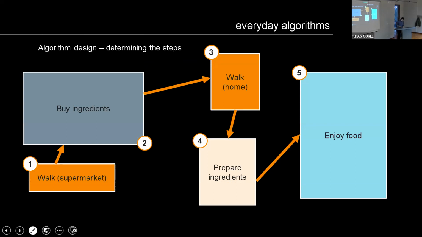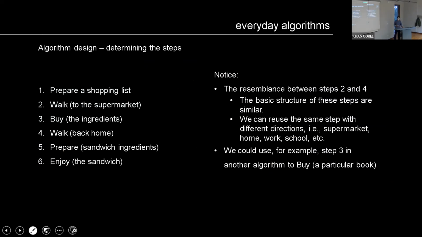So why are these simple steps interesting for us? It will be interesting from this point on. So this is roughly the algorithm that we are following. These are the steps that we are following when we are preparing our sandwich. We prepare a shopping list, we walk to the supermarket, we buy the ingredients, we walk back home, then we prepare the sandwich ingredients and we enjoy the sandwich.